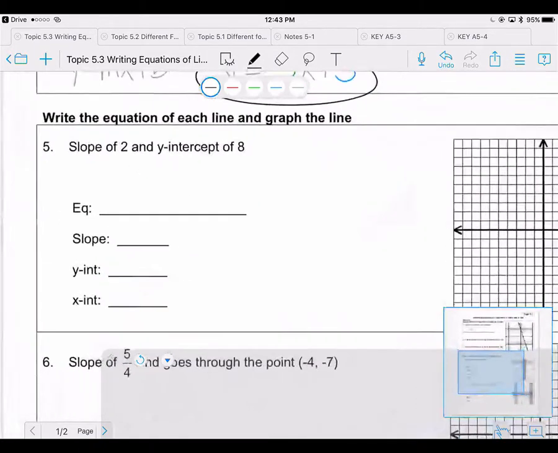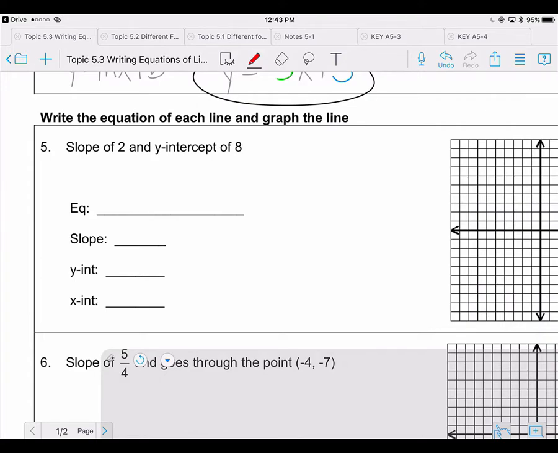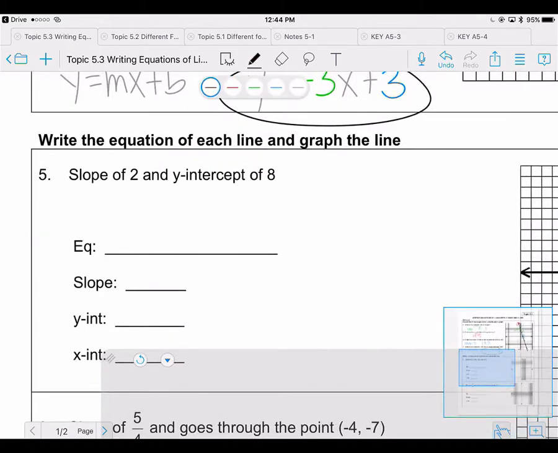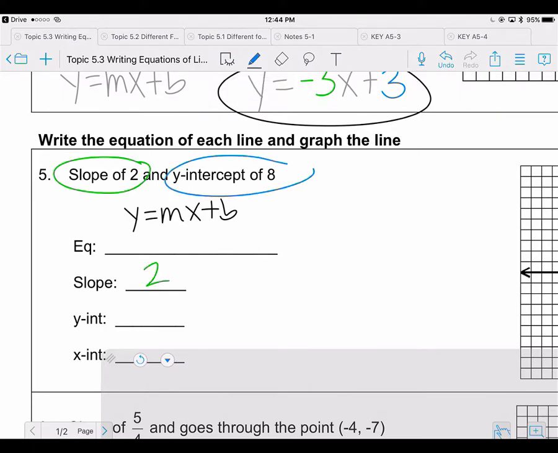So today we are asked to write the equation of the line and graph the line using a point and a slope. But this one, we are given a slope and a y-intercept, which is good news for us. Remember that y = mx + b is set up for a slope, which we were given, and a y-intercept, which we were given. So when we plug in, we have a slope times x plus b.